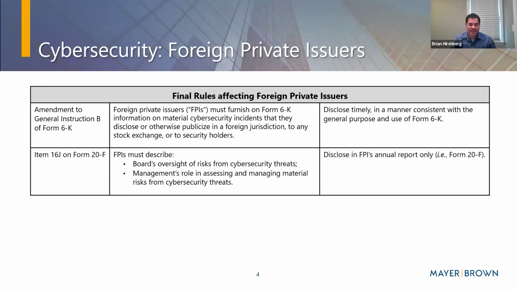As a consequence, FPIs need to think about disclosing, number one, whether and how their cybersecurity processes have been integrated into their overall risk management procedure. Number two, whether the company engages third parties, assessors, consultants, auditors, any other third party that would help them with their process. Number three, whether the company has oversight in order to identify material risks from those cybersecurity threats that are associated with the use of a third-party service provider.